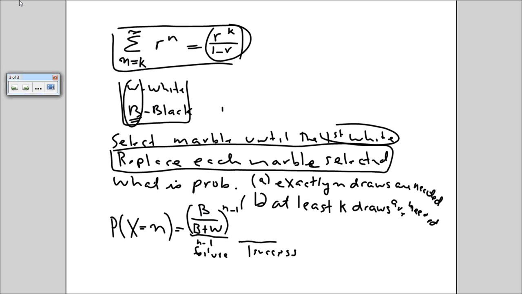What's the probability of success? The probability of getting a white marble. Well, there are W white marbles, and in total there are B plus W marbles. And that will be the answer.